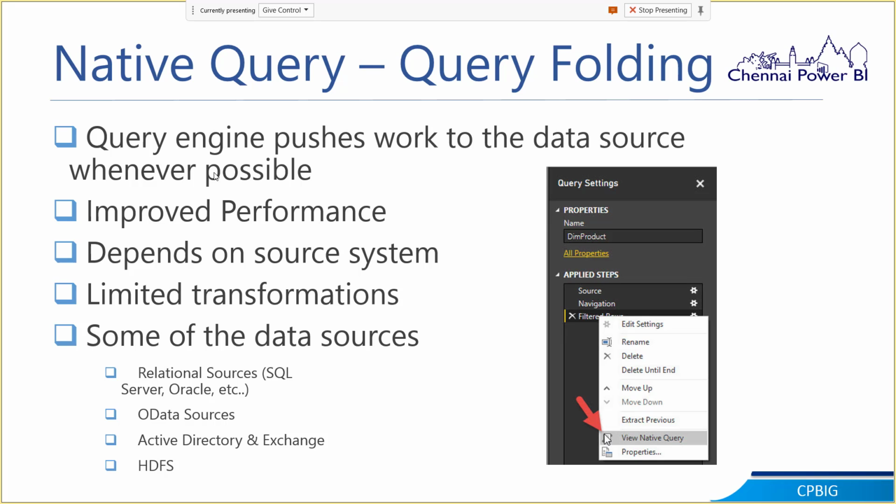You can see that option in the Power BI Power Query Editor. When you right click on any of the transformations that you applied, you can see an option called View Native Query. I'll show how to see this query folding, and let us check whether the query folding is applied for the selected transformations. If not, then what is the case? I'll be talking about partial query folding as well.